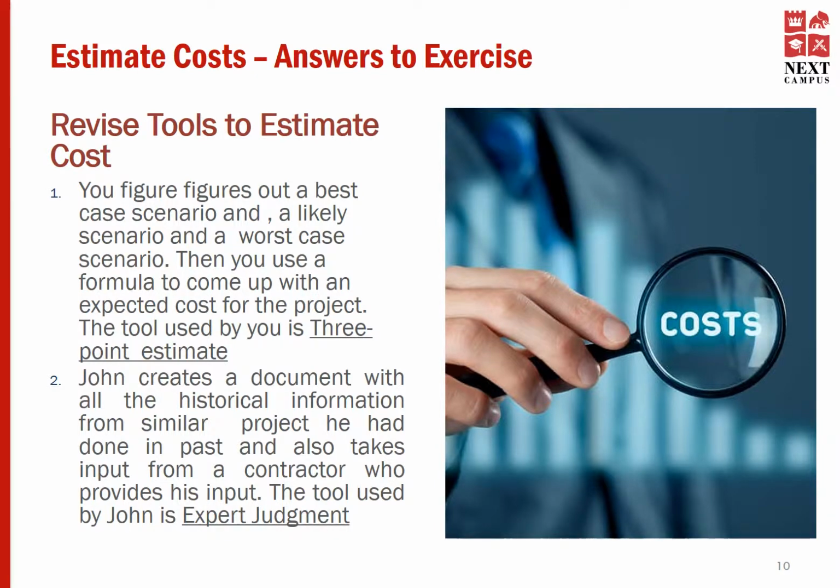Estimate costs answers to the above exercise. You figure out a best case scenario and a likely scenario and a worst case scenario. Then you use a formula to come up with an expected cost for the project. The tool used by you is 3-point estimate. The second question, John creates a document with all the historical information from similar project he had done in past and also takes input from a contractor who provides his input. The tool used by John is expert judgment.